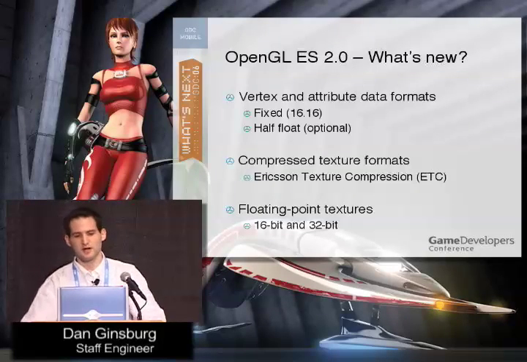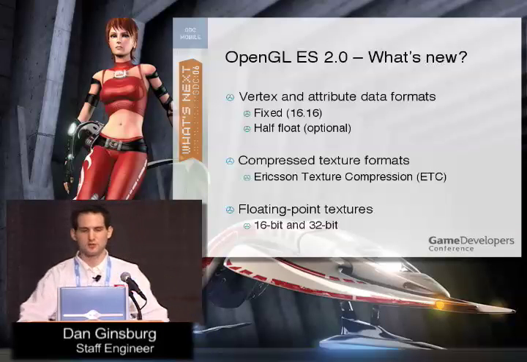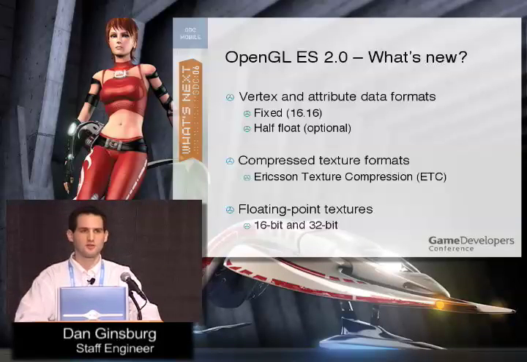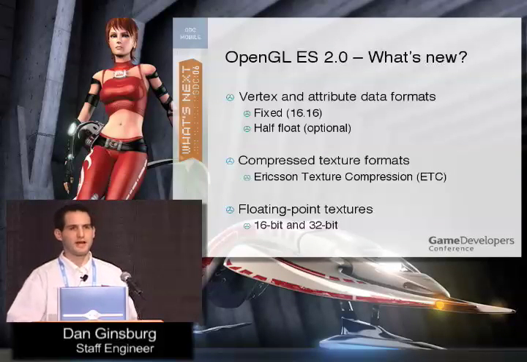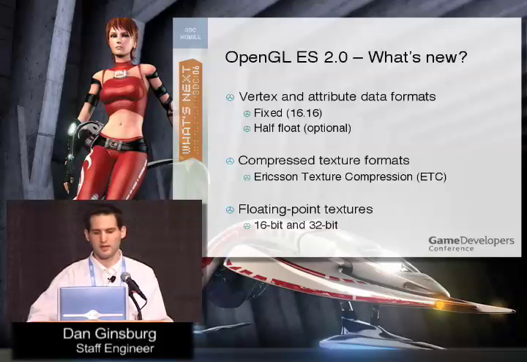In addition, floating point textures were added to the API, so you can have 16 and 32-bit float textures. These do exist as an extension in desktop OpenGL, but they haven't yet been added to core. For ES 2.0, they were made part of core.